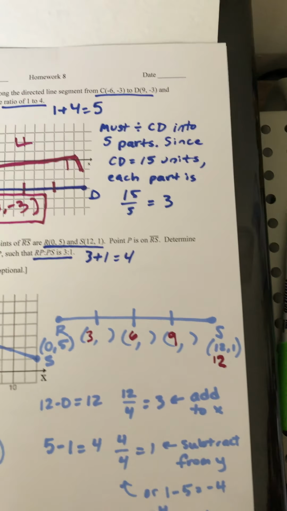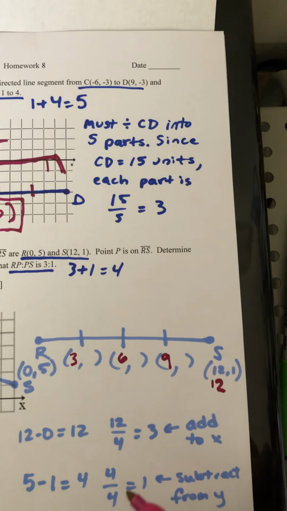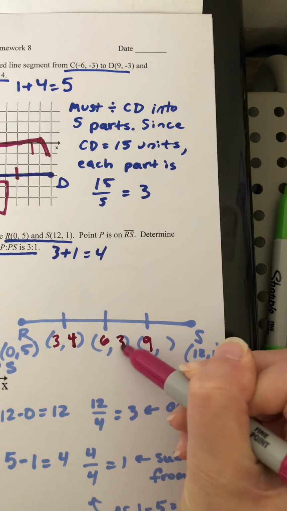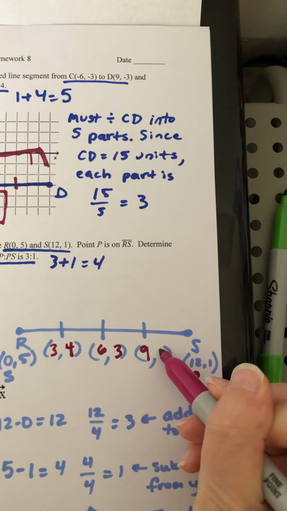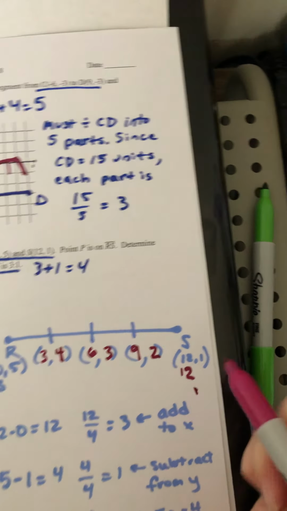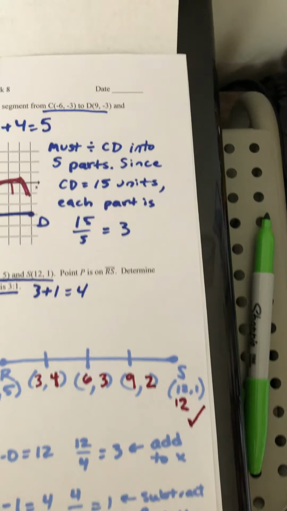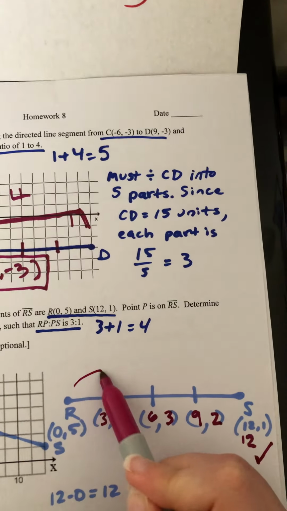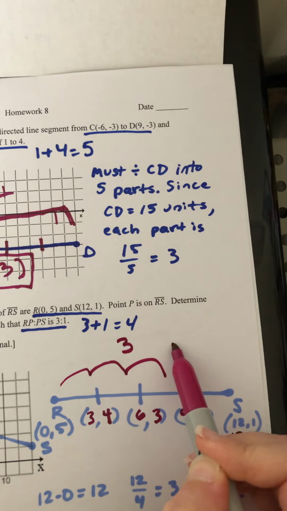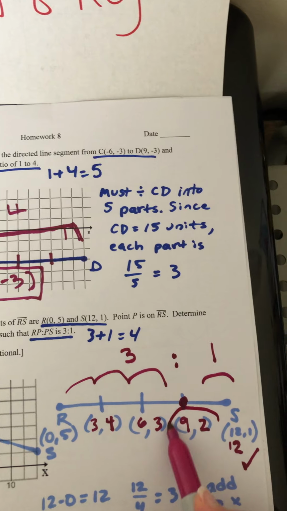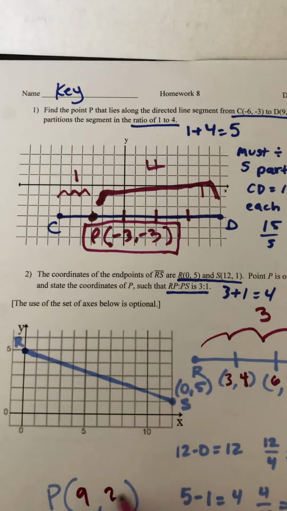It's a downward Y value. So 5 minus 1 is 4. 4 minus 1 is 3. 3 minus 1 is 2. Lastly, 2 minus 1 is that 1. So I know this part worked. Putting a check mark just to remind myself. I checked, I got to S. Okay, the ratio of 3 to 1, 1, 2, 3, compared to this 1. That point, 9, 2, is my final answer, 9, 2.